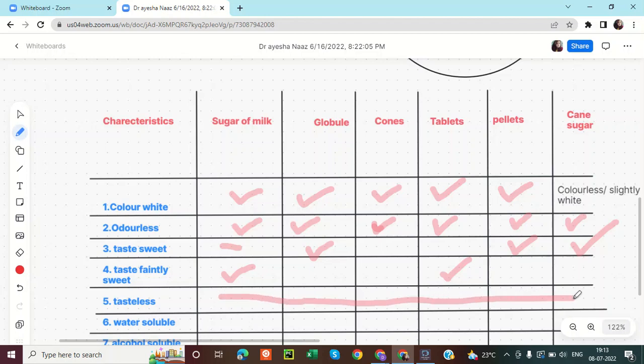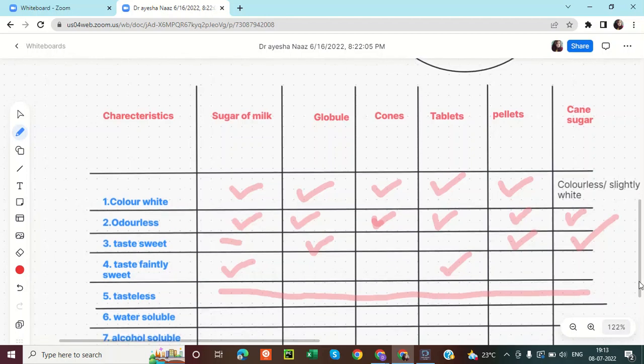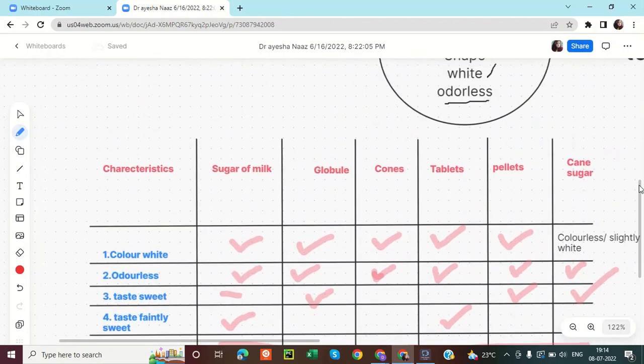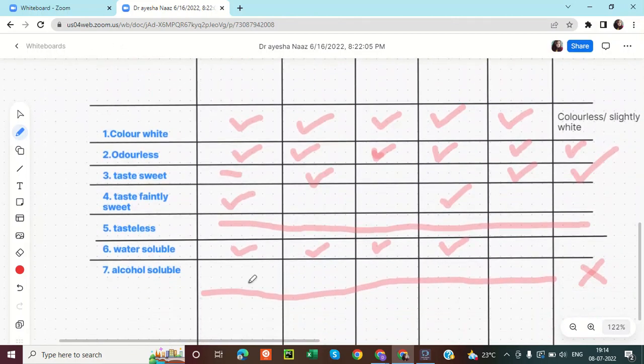If we go to liquid vehicle, we will find that there is aqua dist or still water which is tasteless. Water soluble: all of them are water soluble. The solubility increases with half the quantity required. And alcohol soluble: only one is slightly alcohol soluble, that is this last one, cane sugar, slightly alcohol soluble, and none of them are fully alcohol soluble.